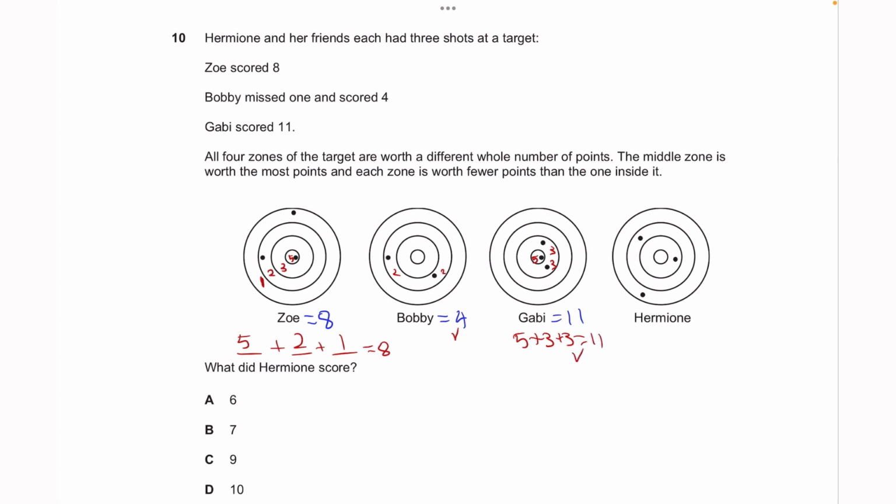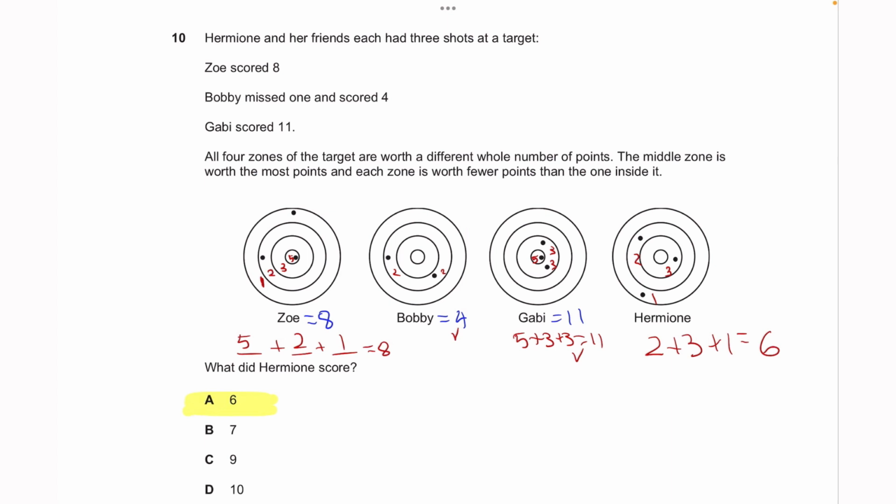And so now we know what the score range of each of the rings are, we can work out what Hermione scored. So Hermione didn't get anything in the middle, but we know that she hit in the second ring, so that's 3 points. There's 2 points and there's 1 point. So 2 plus 3 plus 1 equals to 6. So what score did Hermione score? Our answer is A, 6.